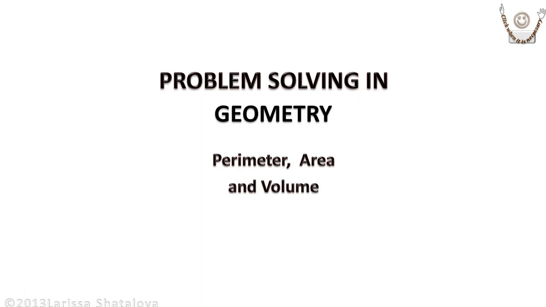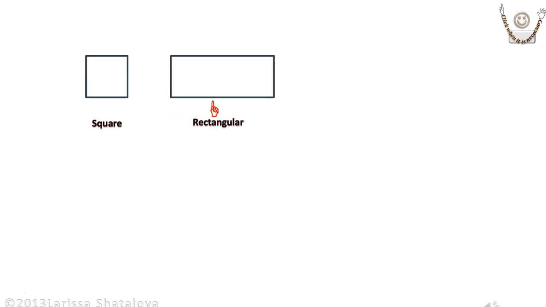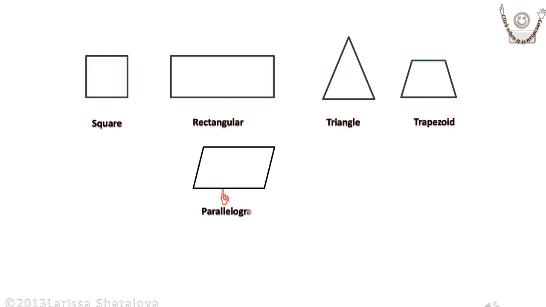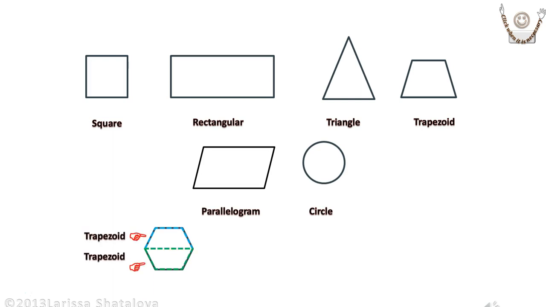Problem solving in geometry. We have to talk about perimeter, area, and volume. Let's talk about different shapes. The first one is square, then rectangle, then triangle, trapezoid, parallelogram, circle, and the next one would be a combination of two trapezoids, blue and green, and the next figure is a combination of square and semicircle.